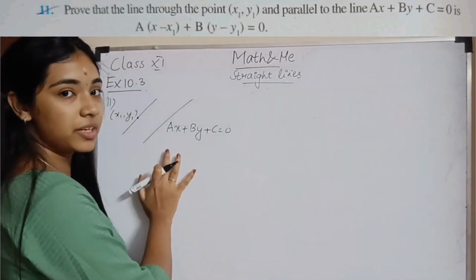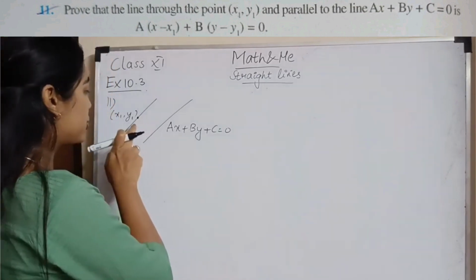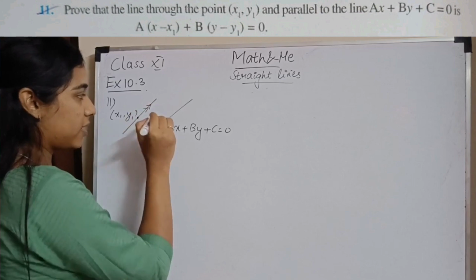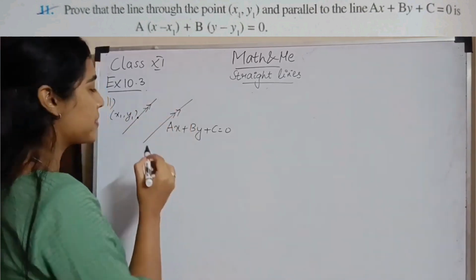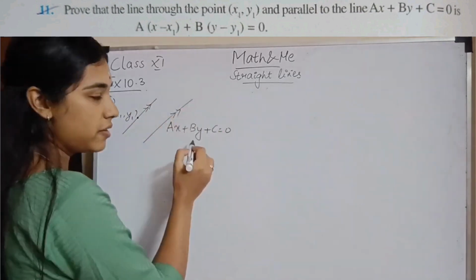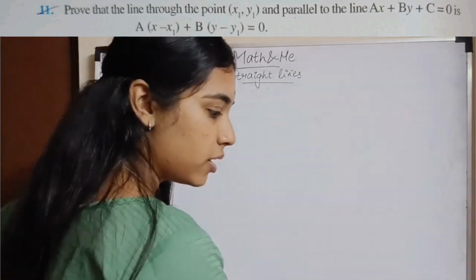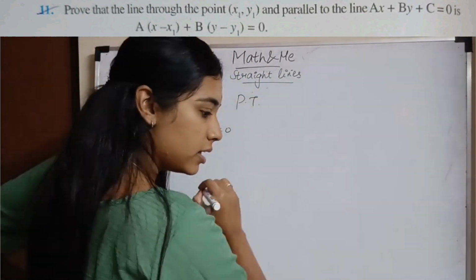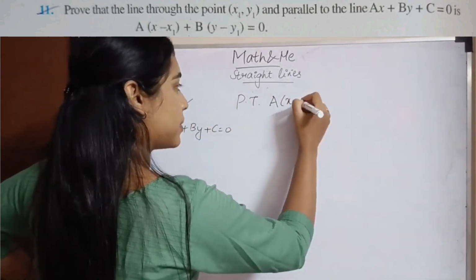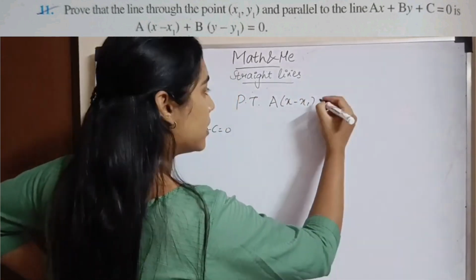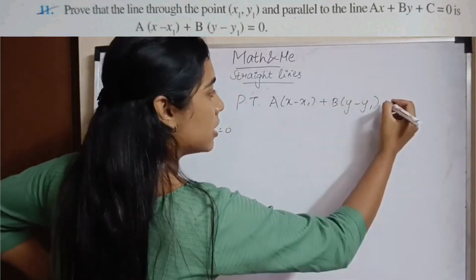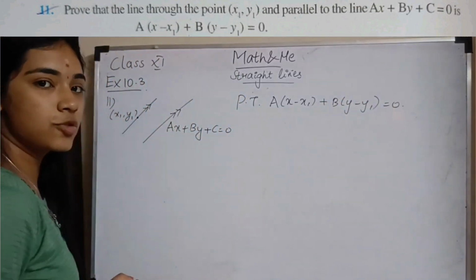First, you should know how to interpret what is written in the question. Okay. So you have a line which passes through this point and it is parallel. We put this symbol for parallel. Okay. And is parallel to this particular line for which the equation is given. What do they want? Prove that a x minus x1 plus b y minus y1 equals 0. So they want us to prove this.